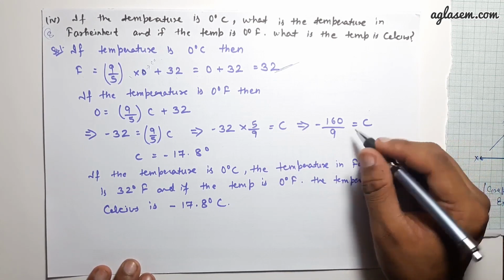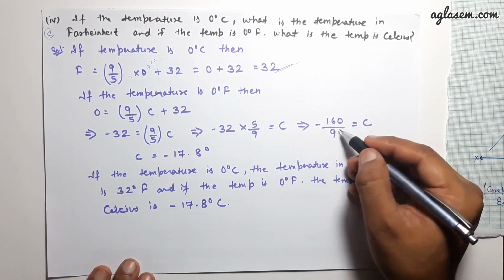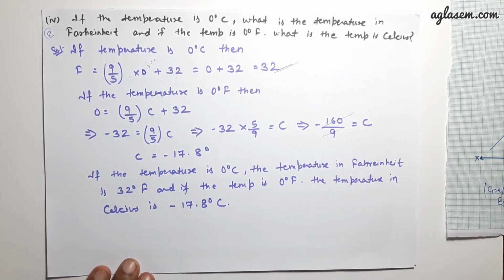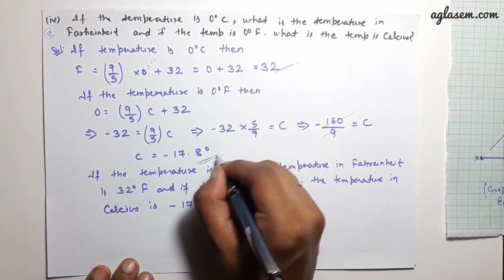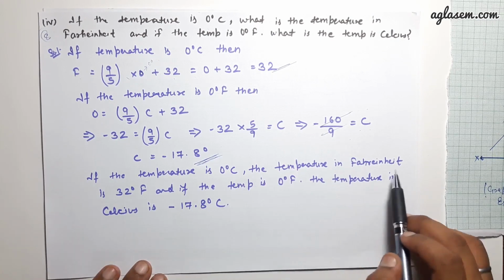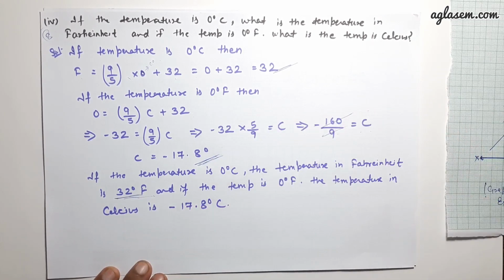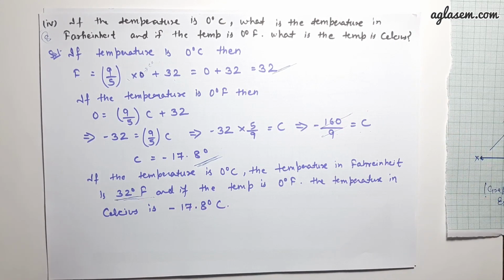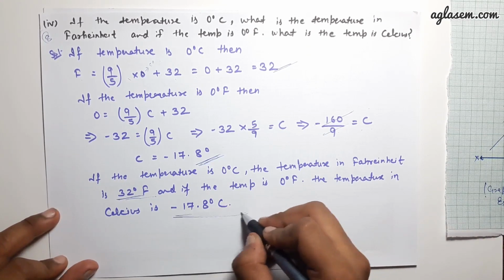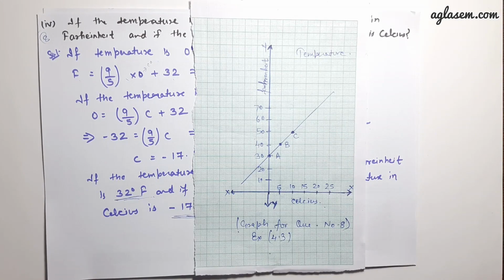So C is minus 160 upon 9, and when we solve this, we get minus 17.8. If the temperature is 0 degrees Celsius, the temperature in Fahrenheit is 32 degrees Fahrenheit. And if the temperature is 0 degrees Fahrenheit, the temperature in Celsius is minus 17.8 degrees Celsius. So this is the graph. You can screenshot this graph for future use.